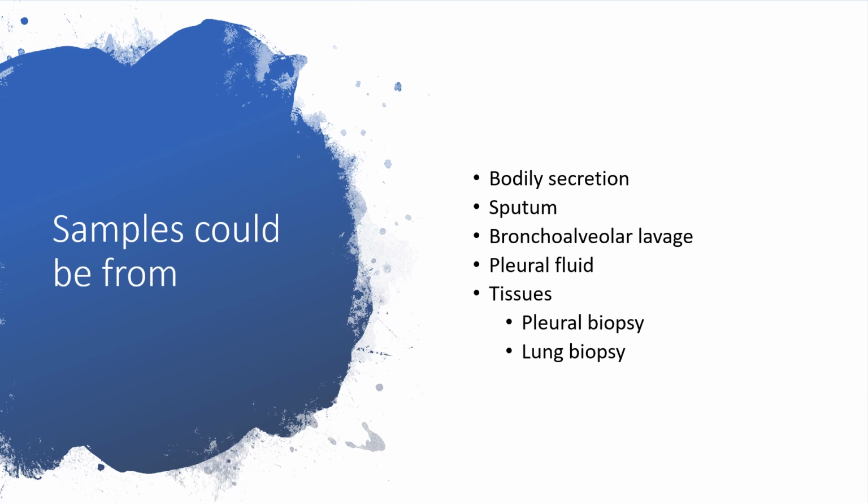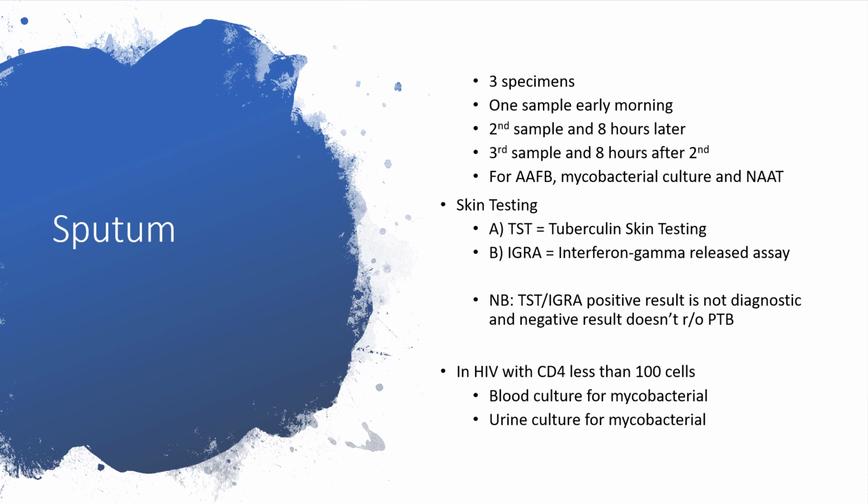When you want to take your sample, the samples could be from bodily secretion, sputum, bronchoalveolar lavage, pleural fluid, and it could be pleural biopsy or lung biopsy. I've mentioned sputum collection the other time that is going to be 3 specimens. One sample in the morning, second sample 8 hours later, and the third sample 8 hours after that, for AFB, Mycobacterium culture, and NAAT.